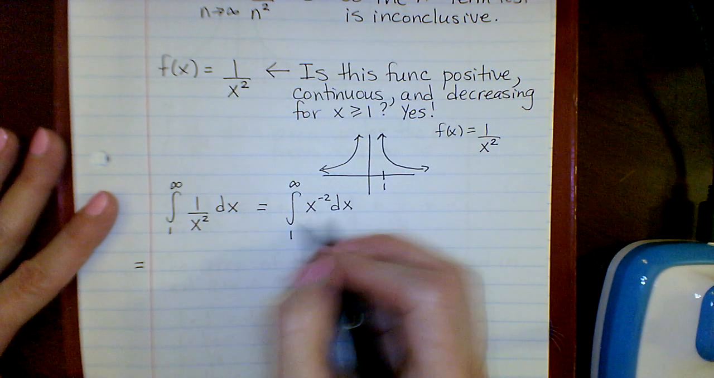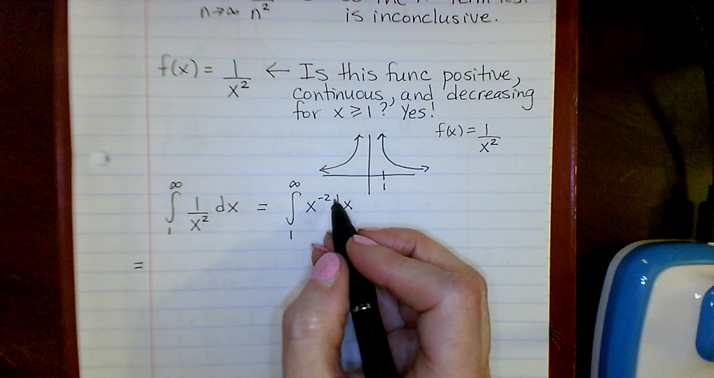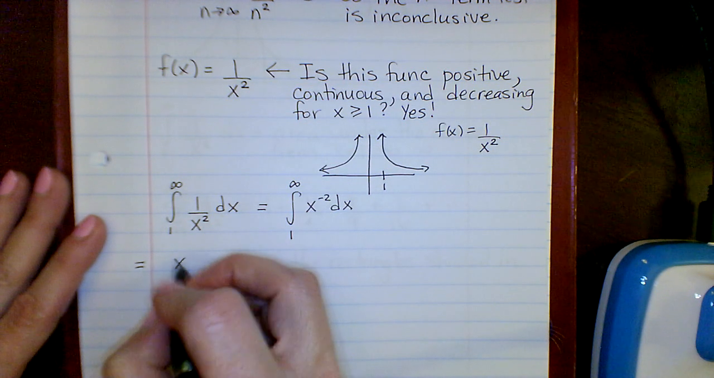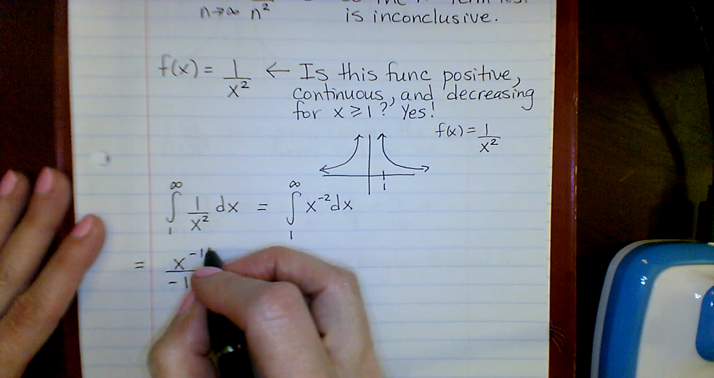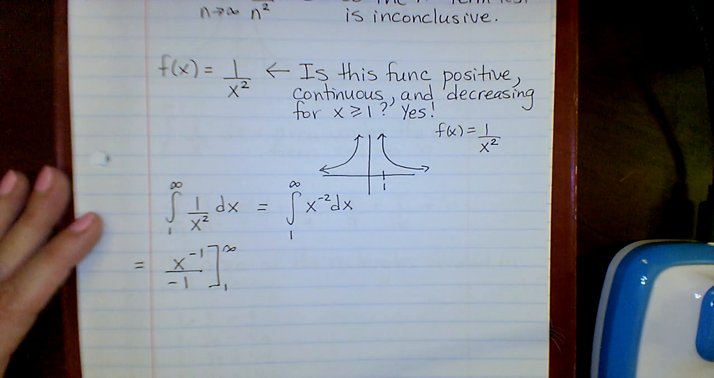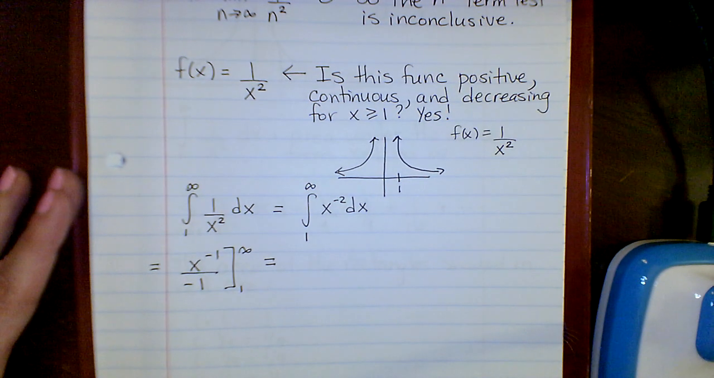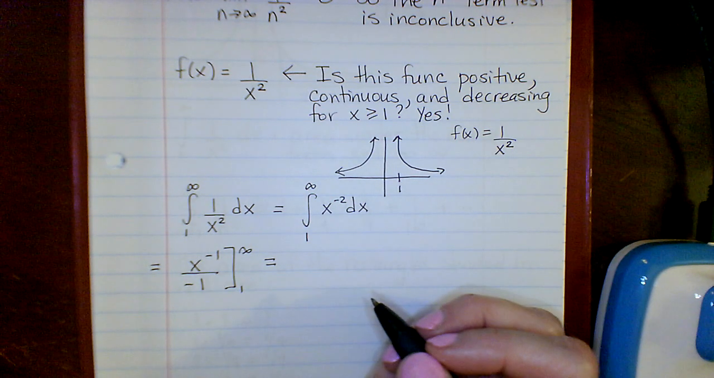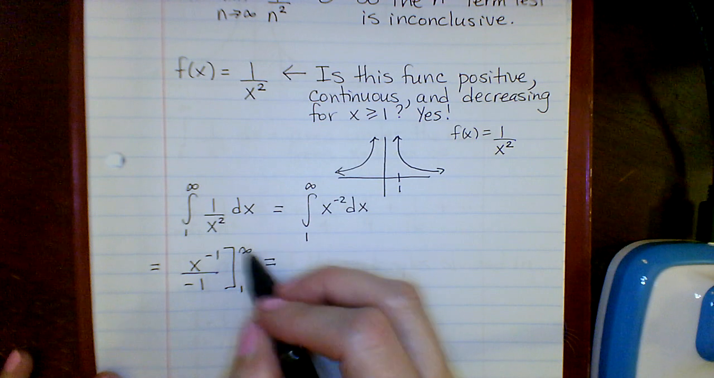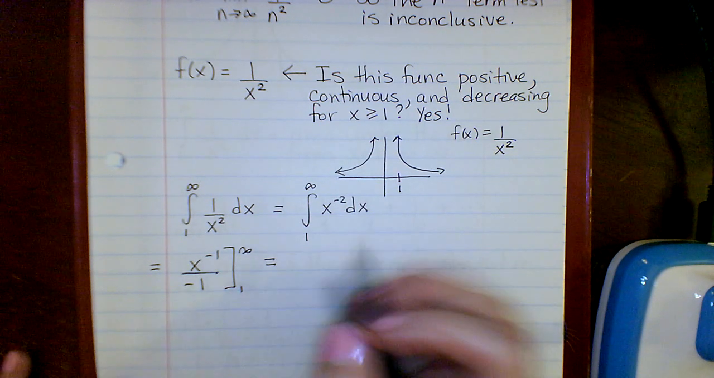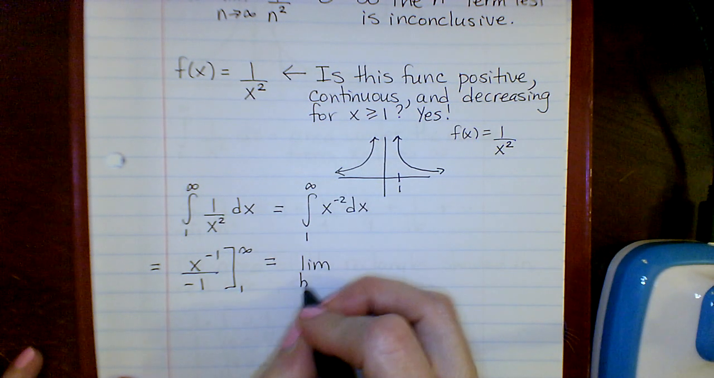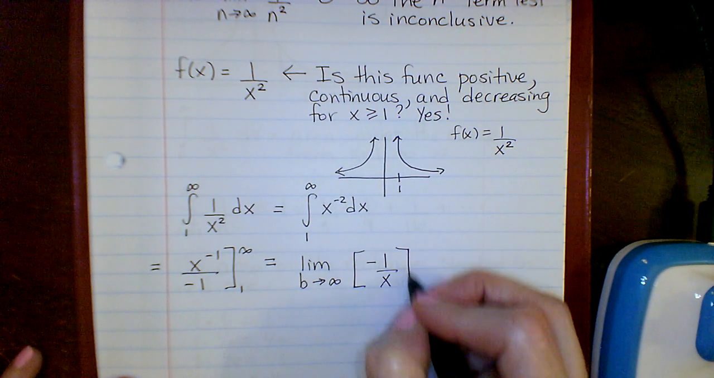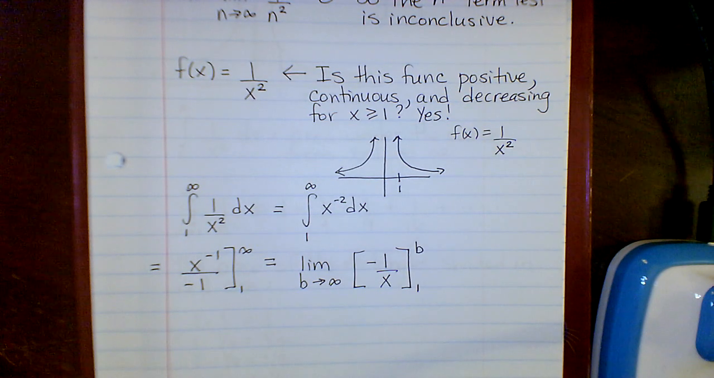All right, so if I integrate that, that's going to be x to the negative 1 over negative 1. That can be simplified a little bit, and I can just write that as negative 1 over x. I'm also going to go ahead and replace that infinity. Remember back when we did these improper integrals? So I'm going to write the limit as b goes to infinity of negative 1 over x from 1 to b.